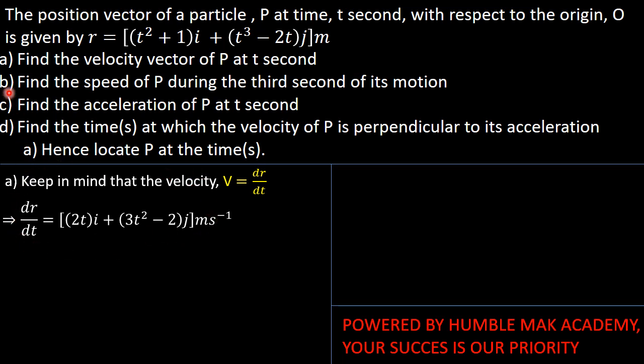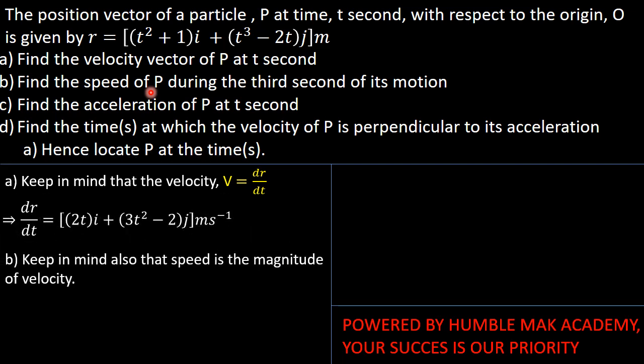Okay, now let's look at the B part. The B part wants us to find the speed of P during the third second of its motion. So, guys, let's keep in mind that the speed is simply given as the magnitude of the velocity. So at time t equal to 3 seconds, because the question said during the third second of its motion.